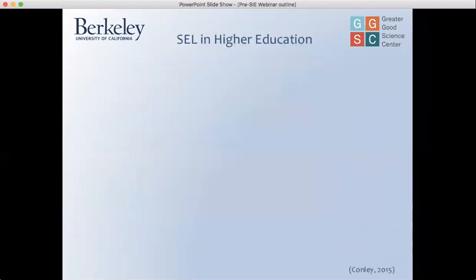So as those of you who work in higher ed probably already know, there is no organizing framework like CASEL's 5 competencies for higher education. However, there is quite a bit of work actually happening in higher education that targets social emotional competencies. In a book called The Handbook of Social Emotional Learning, Colleen Conley from Loyola University Chicago provides an overview of this work, along with what works and what doesn't work based on the research findings. And she starts by listing 6 different types of interventions that are happening in higher ed.